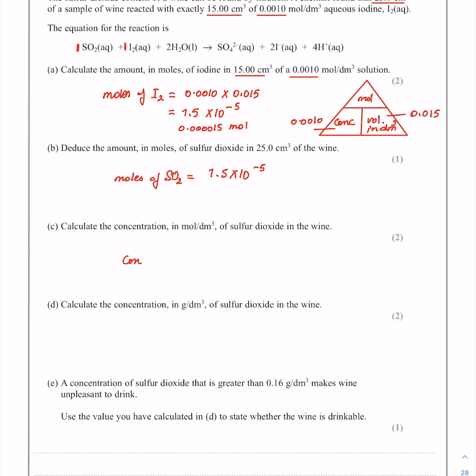Of course, concentration is equal to moles over volume. The moles is 1.5 times 10 power negative 5. And what is the volume of the sulfur dioxide sample? It was given above: 25 cubic centimeter sample of wine. So here 25 over 1000, which is 0.025. So 1.5 times 10 power negative 5 over 0.025 gives us 0.0006, which is 6 times 10 power negative 4 mole per cubic decimeter.